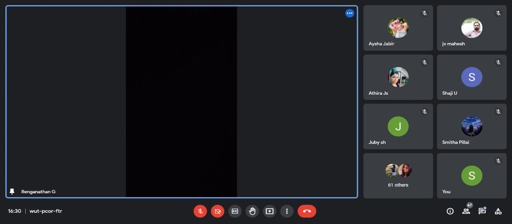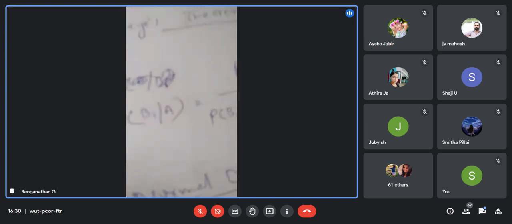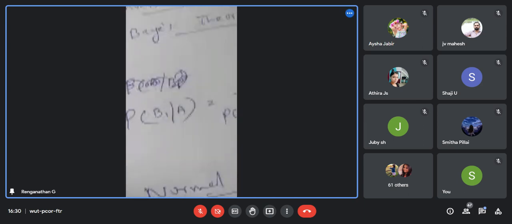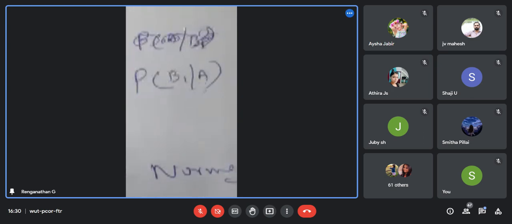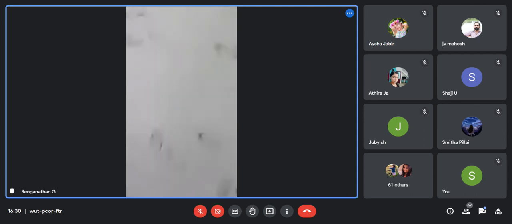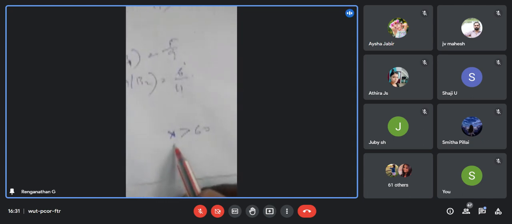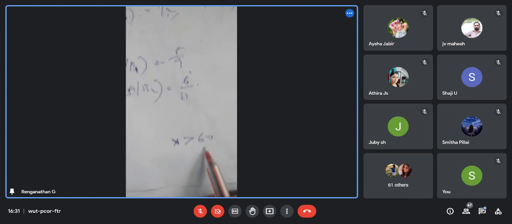Mean 45 and standard deviation 10. Okay, find the probability that x is greater than 60. Write like this. Look at the screen. X is greater than 60.